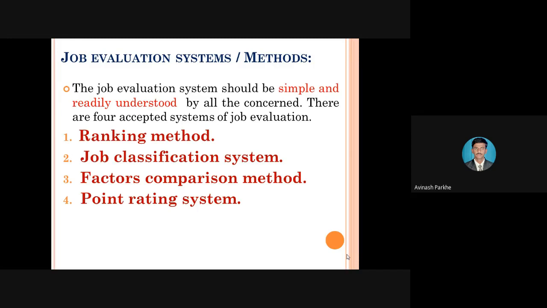So the remaining 3 options are different types of methods which are not under job evaluation. But out of those 4 options, we have to choose the correct one, which is the job evaluation system. It is also called a job evaluation method. In total, 4 methods are there: ranking method, job classification, factor comparison method, and the point rating method. In today's lecture, we'll take the first 2 methods only, and then we will stop.